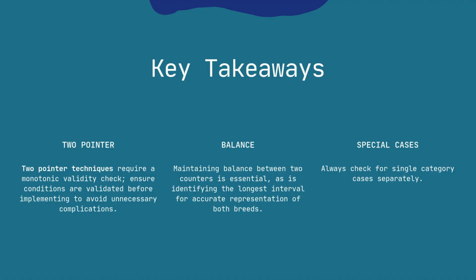For starters, the two-pointer technique requires you to check if your condition is monotonic. Otherwise, the two-pointer technique will not work. Additionally, maintaining balance between two counters is a very useful technique when identifying the longest interval. And finally, always check for single category cases separately.